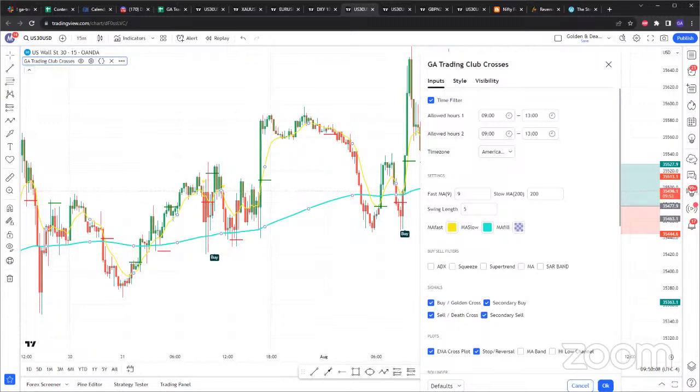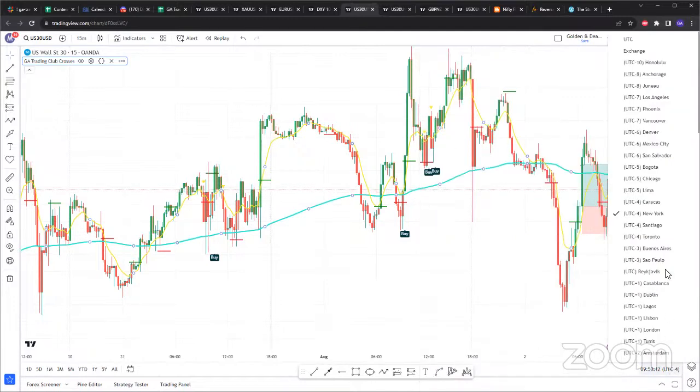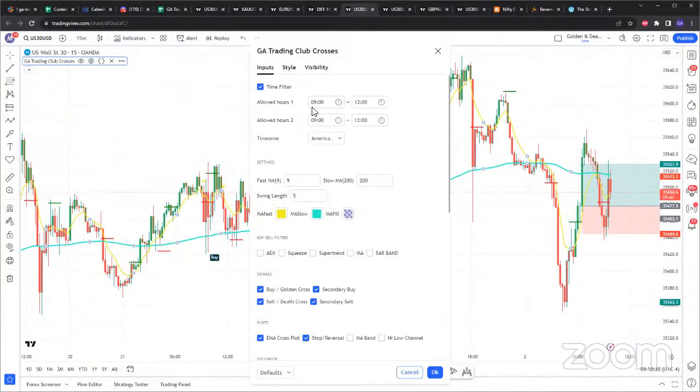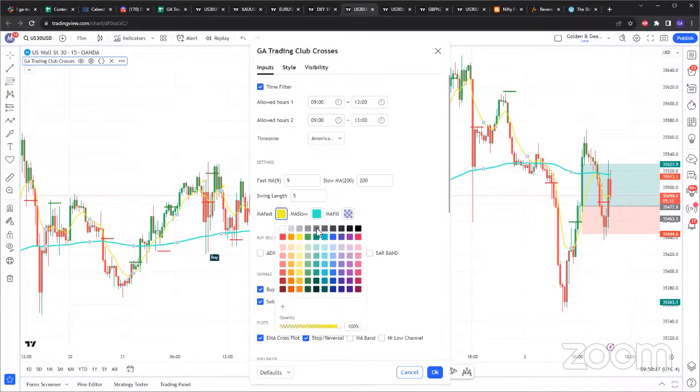Okay, so that makes sense, right? Straightforward. Always make sure the time down here on TradingView matches, so that it's easy for you to calculate it. Then you come in here, select the time you want the signals to be displayed, and go ahead and do your back testing, and that should be good.